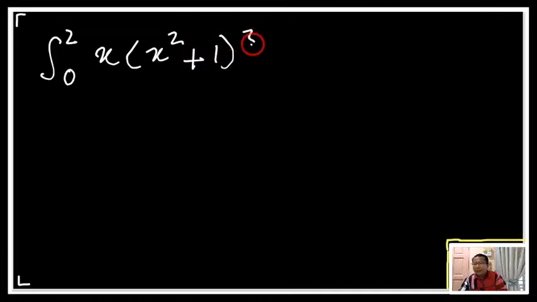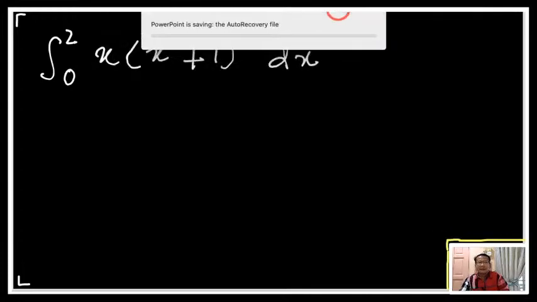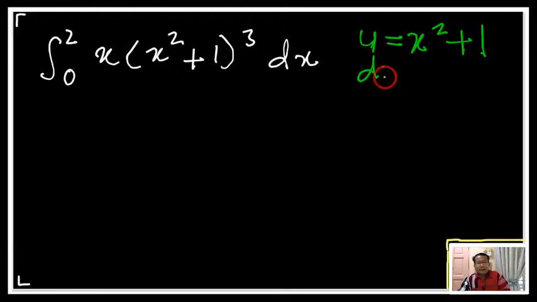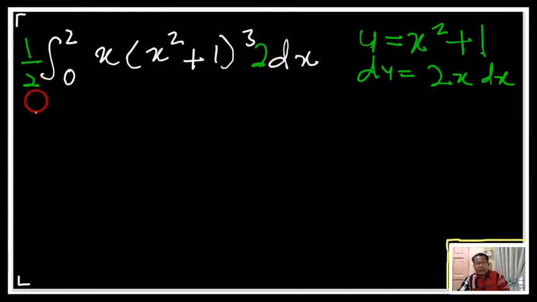Use substitution for definite integral. 0 to 2 of x times x squared plus 1 power 3 dx. So u is equal to, remember the highest power, so x squared plus 1. So du equal to 2x dx. No 2 here. So add 2, divide by 2. Very easy.